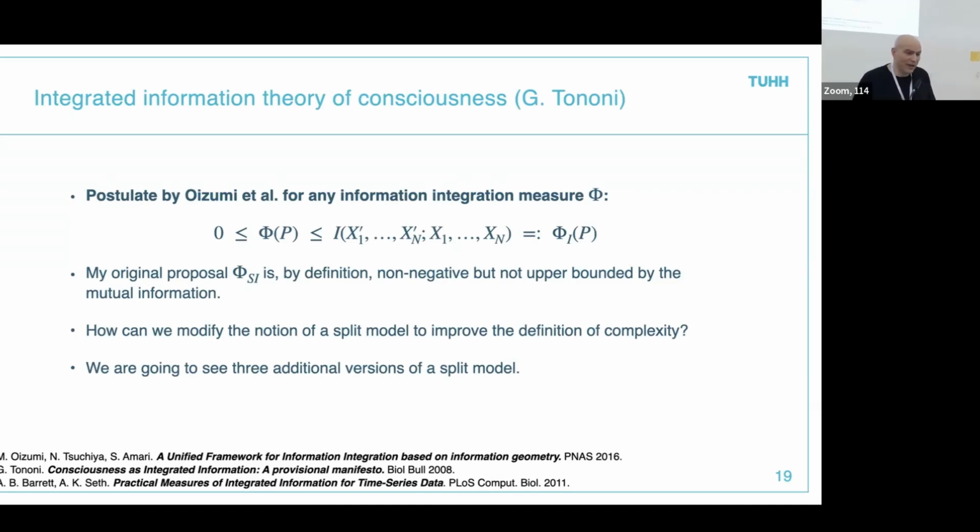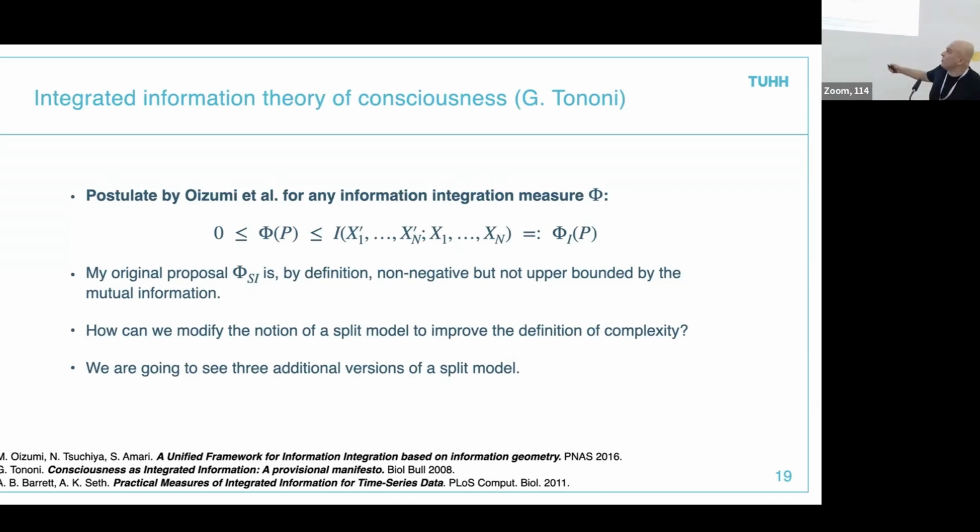And then there was a kind of revival of this connection between IIT and complexity theory by Oitsumi, who was working with Amari previously in Japan, and then became a postdoc in Tononi's group. After learning about IIT, he came back and continued working with Shunichi Amari on IIT along the lines that I had proposed previously. And they came up with postulates for this kind of measure.